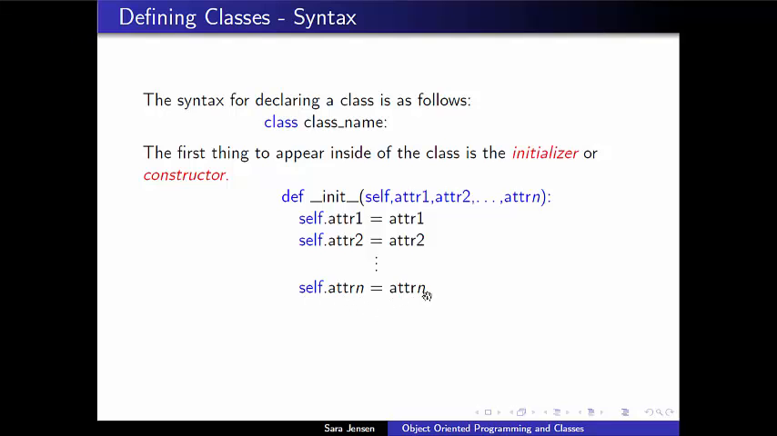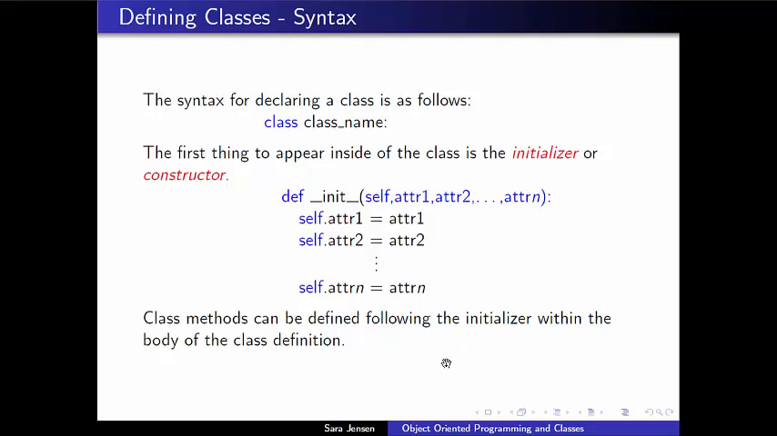And so that's what our initializer does: it creates a spot in memory to have all of these attributes bundled together, and it gives them these initial values that you've decided on when you create that instance. Now later on in the class, we can have other methods that are defined, and these would appear after the definition of the initializer within the body of the class.